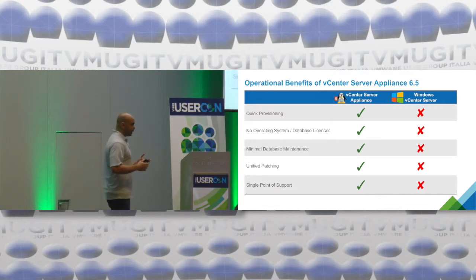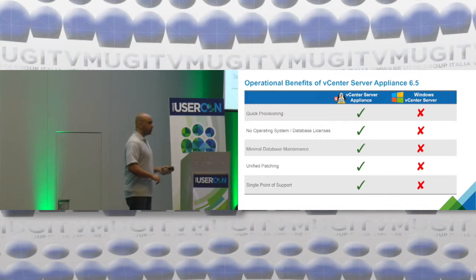Unified patching. And what that really means is, with Windows, you have separate areas where you have to patch today. You have the operating system, you have the database, and you have the vCenter Server application. Whereas with the appliance, you just go into the VAMI, you click update, and it does everything for you. The OS, the database, and the application, all in one shot.